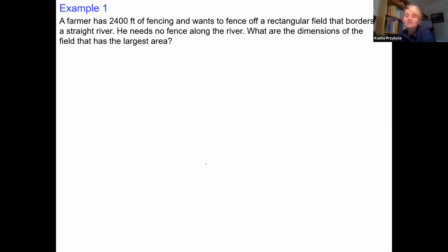A farmer has 2,400 feet of fencing, and he wants to fence off a rectangular field that borders a straight river. He needs no fence along the river. And now the question: what are the dimensions of the field that has the largest area?